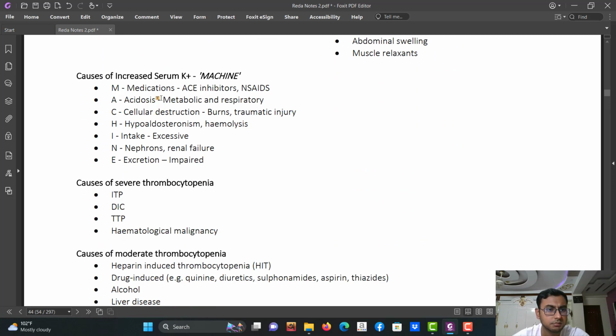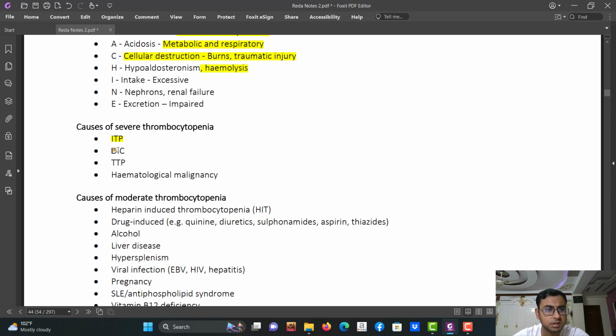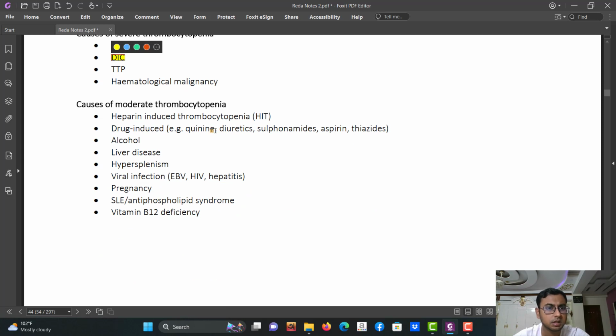Increased potassium is caused by ACE inhibitors, NSAIDs, metabolic and respiratory acidosis, cellular destruction, burns, hemolysis, and renal disease. Thrombocytopenia: ITP, DIC, and moderate thrombocytopenia cause heparin-induced thrombocytopenia, HIT, drug-induced causes such as aspirin, quinine, alcohol, liver disease, hypersplenism, Epstein-Barr, HIV, hepatitis, and pregnancy are all causes of thrombocytopenia. And SLE, antiphospholipid syndrome, and vitamin B12 deficiency.